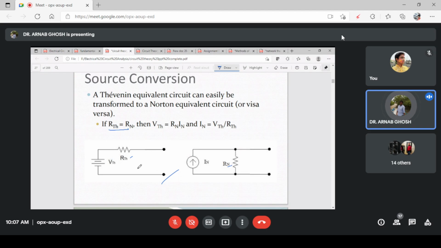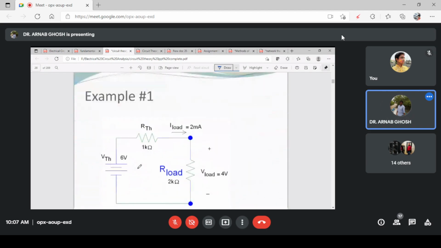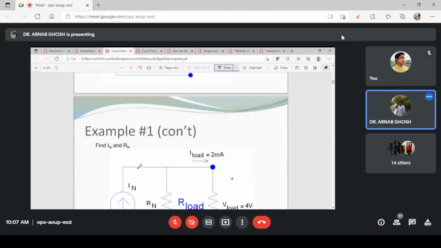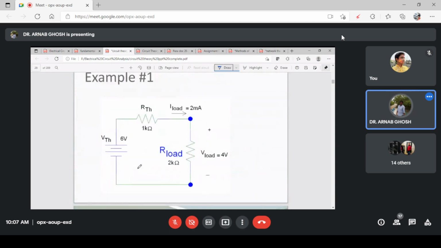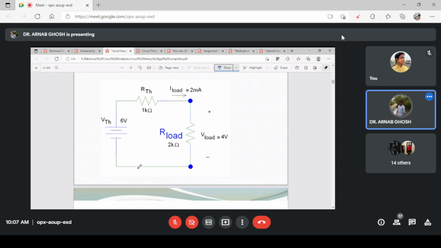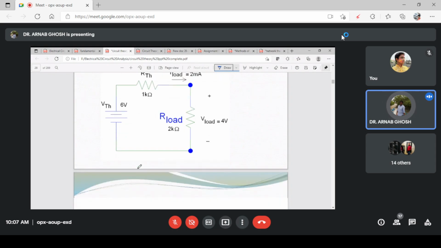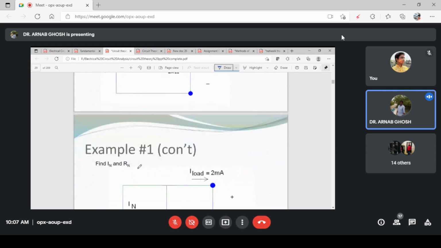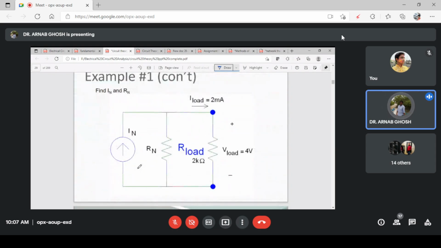Clear? Is this clear? So we will just show you one thing. Let us say you are having this 6-volt source, RTH as 1 kilo ohm, and the load current as 2 milliampere. If you are having the load resistance as 2 kilo ohm and the load voltage as 4 volt, we will now calculate the IN and RN.